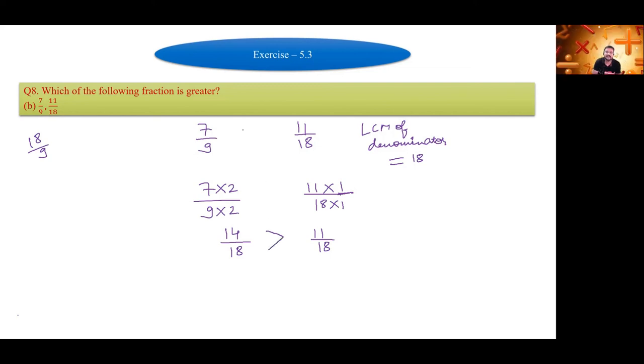Greater. No, so 14 by 18 is greater. Correct. 14 by 18 is greater. So that's why 7 by 9 is greater. Yes, sir. Okay, sir. Okay. Mute yourself. Next one.